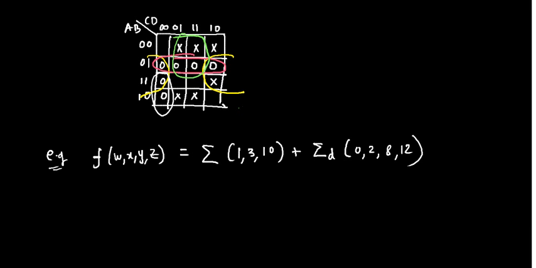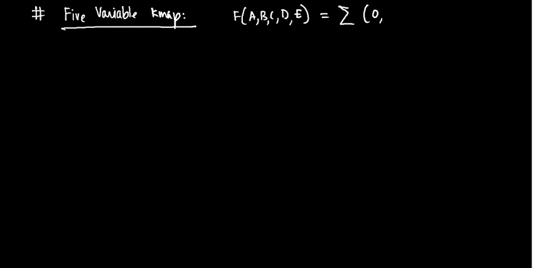Is it okay? Okay, let's go ahead. 5 variable K-map. Now take this expression F(A, B, C, D, E) as sum of minterms 0, 2, 4, 6, 9, 13, 21, 23, 25. I'm taking some standard examples. 29, 31. Don't care conditions are not given, that means rest of them are zeros.